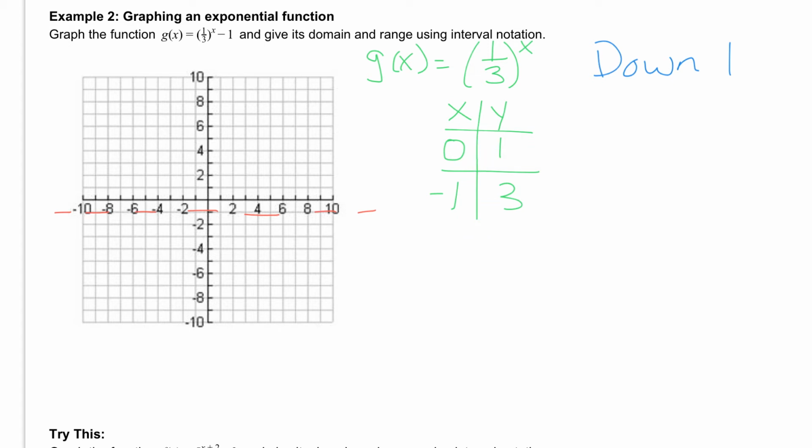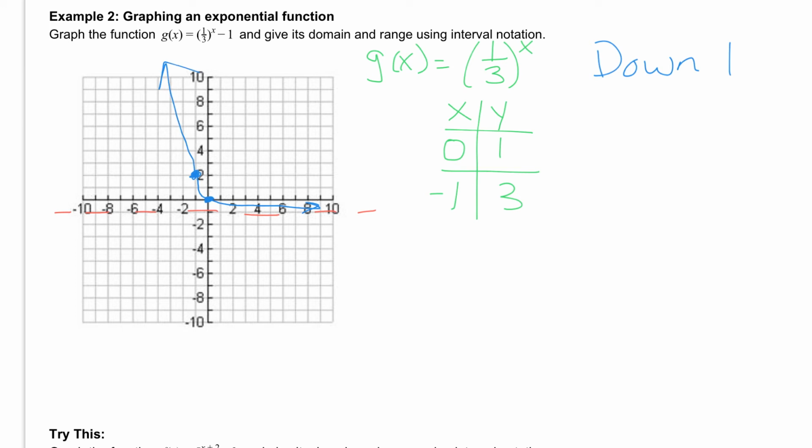So then we're going to look at that point (0, 1), which is right here, and we're just going to move it down 1. So it becomes the point (0, 0). So we have the point right here. Then I can go ahead and look at the point (-1, 3), and that's also going to get moved down 1, so it becomes the point (-1, 2). So I'm going to put my point here. And knowing what my graph looks like, I should be able to sketch my graph like that.